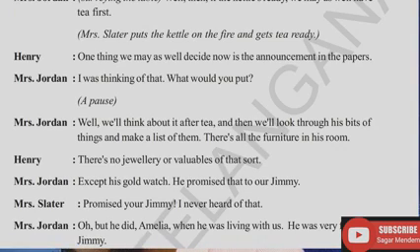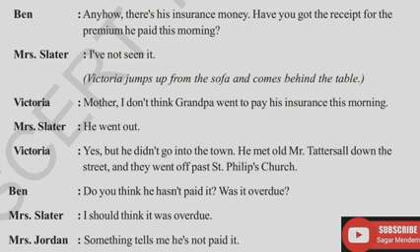Right, there is no jewelry or valuables of that sort, except his gold watch. He promised that to our Jimmy. Promised your Jimmy? I never heard of that. Oh, but he did, Emilia. When he was living with us, he was very, very fond of Jimmy. Anyhow, there is his insurance money. Have you got the receipt for the premium he paid in this morning? I have not seen it.